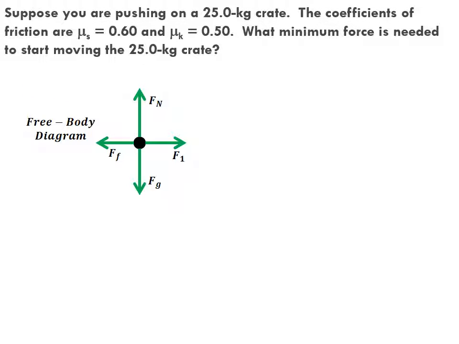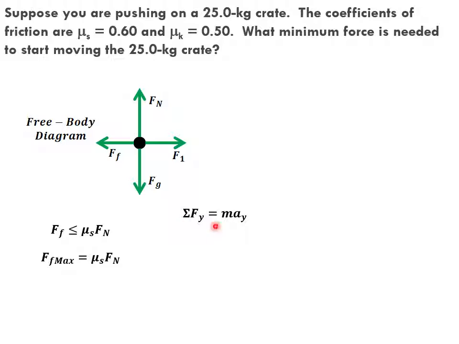So we have the same scenario. Suppose we're pushing on the crate and the coefficients of friction are still the same: static friction is 0.6, coefficient of kinetic friction is 0.5. So what minimum force would be needed to get it to start moving? Well, that would mean that I would need to find the maximum amount of static friction. The maximum amount of static friction is going to be coefficient of static friction times normal force, and we've got to find the normal force.